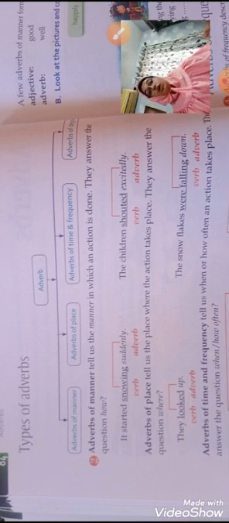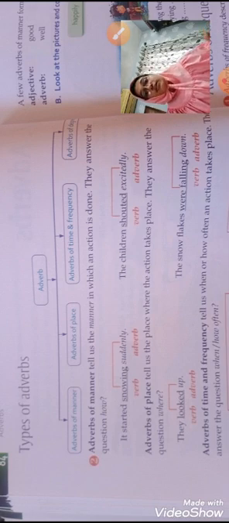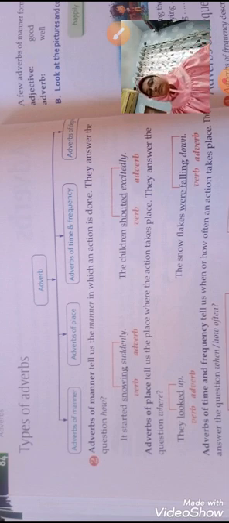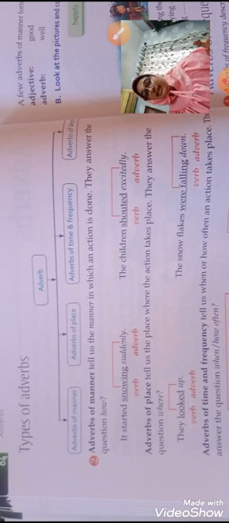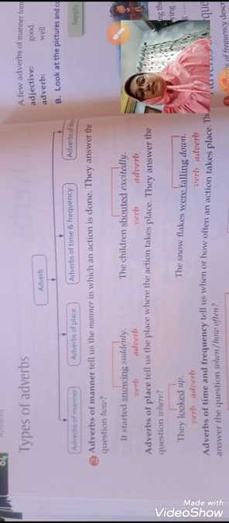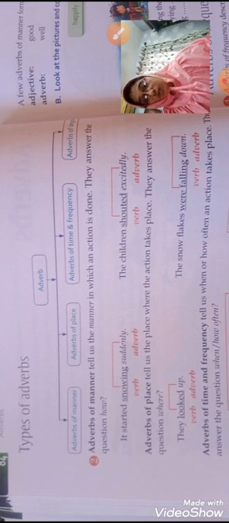In what way? When we ask the question how: it started snowing suddenly. How did it start? Snowing. How did it start? Suddenly. So suddenly is your adverb, and snowing is a verb. Similarly, the children shouted excitedly. So how did the children shout? Excitedly. The answer that comes when we ask the question with how is always an adverb.